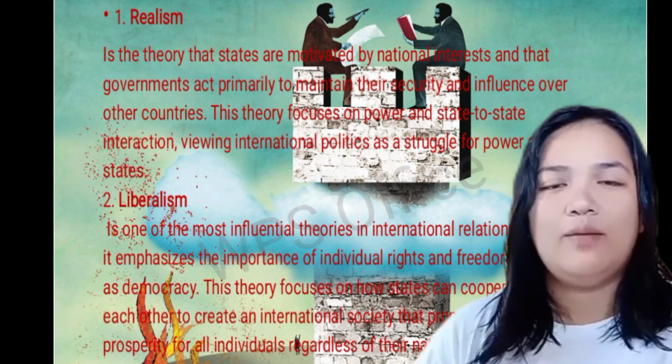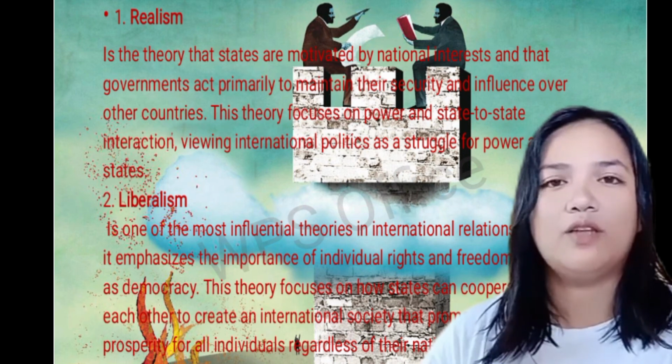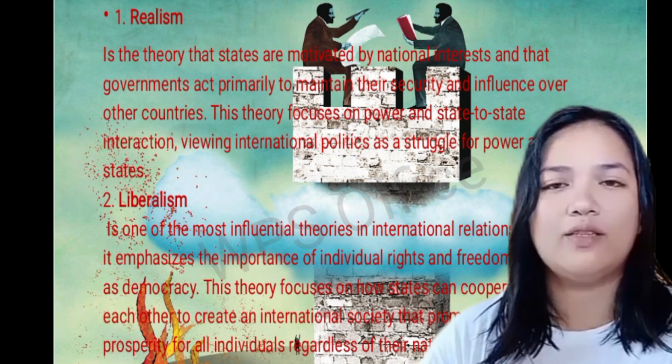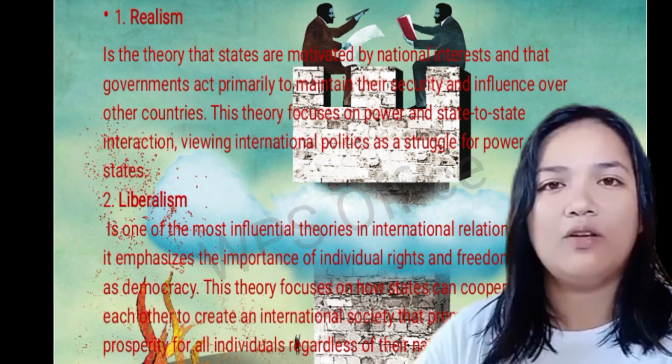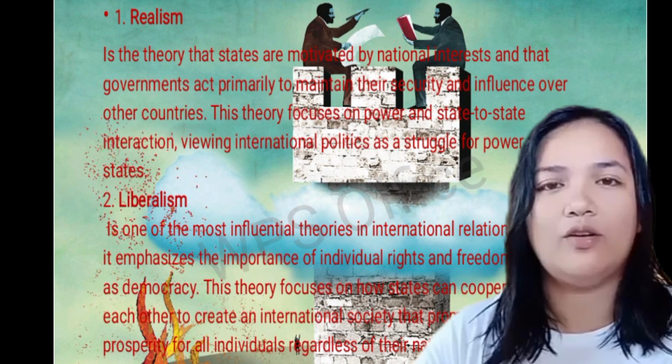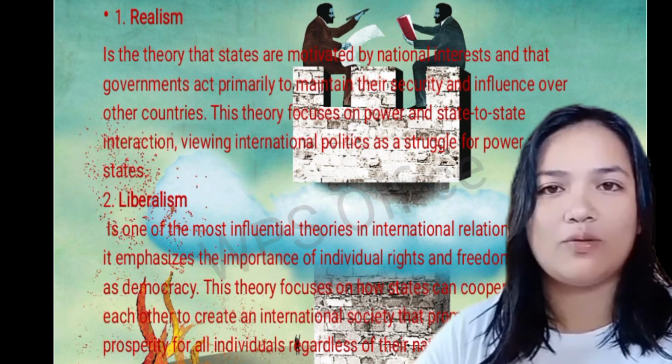Second theory is the liberalism theory. It is one of the most influential theories in international relations because it emphasizes the importance of individual rights and freedoms as well as democracy. This theory focuses on how states can cooperate with each other to create an international society that promotes peace and prosperity for all individuals regardless of their nationality or status.